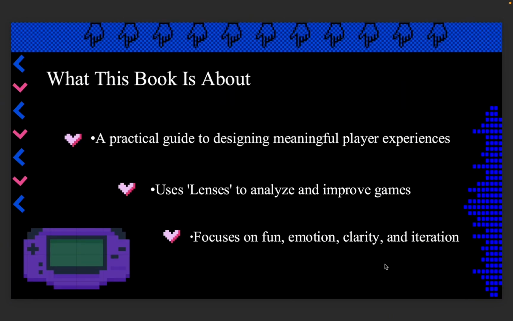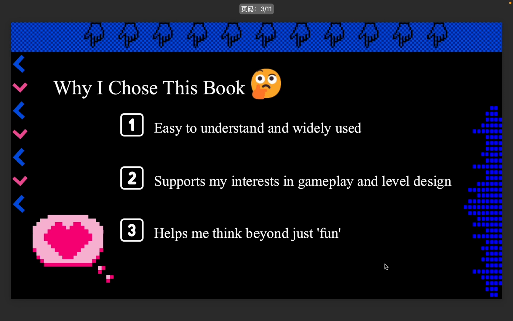So, an overall summary: this book talks about a practical guide to designing meaningful player experience, using lenses to analyze and improve games, focusing on fun, emotion, clarity, and iteration. The reason I chose this book is because it's easy to understand and widely used, supports my interests in gameplay, and the level design helped me think beyond just fun.